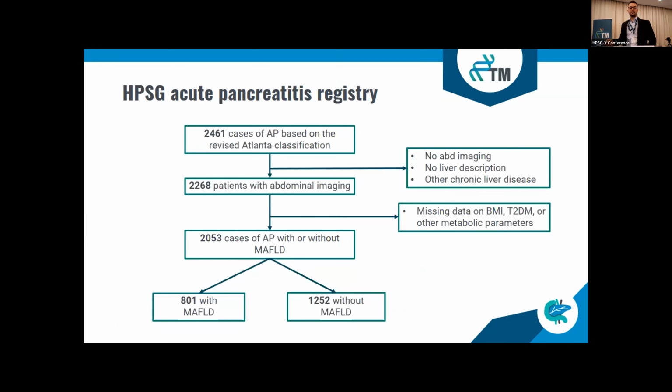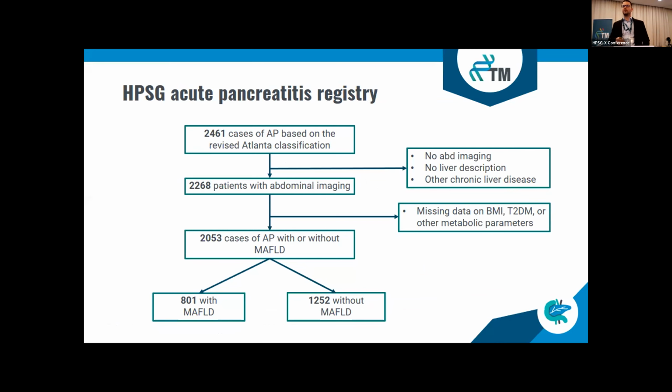If we go further, what we have done is we used the Hungarian Pancreatic Study Group acute pancreatitis registry, which at that time comprised more than 2,400 acute pancreatitis cases based on the revised Atlanta classification criteria. Out of these, we had to exclude a couple of them.